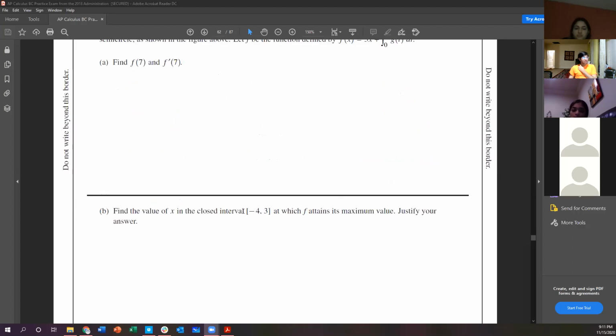Find the value of x in the closed interval [-4, 3] at which f attains its maximum value. Okay. When will f attain its maximum value? Forget what the question is asking. When does f attain a maximum value? We learned this in first quarter, right? Maximum and minimum values of a function. When does a function attain its maximum value? When f prime of x is equal to, anyone? It's when it equals 0.